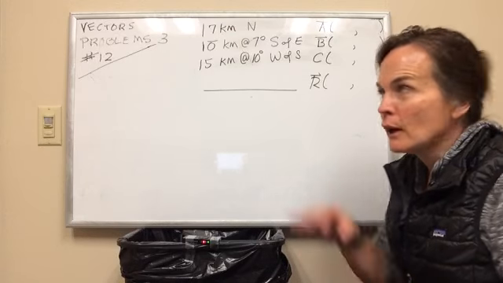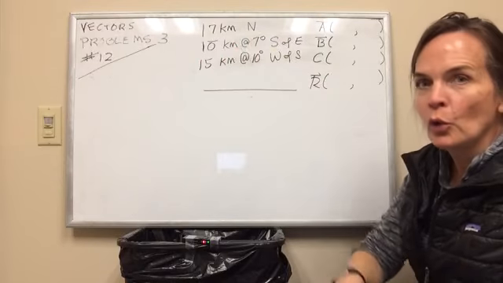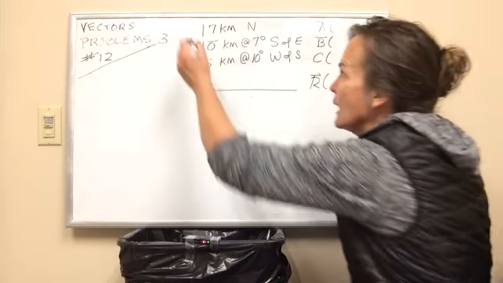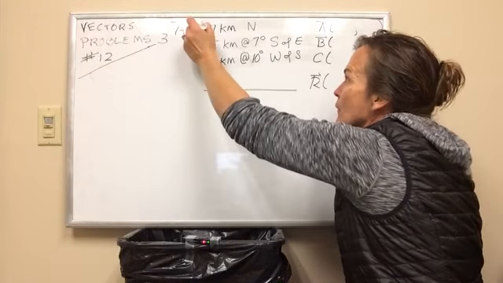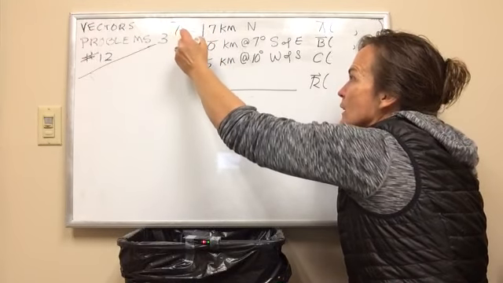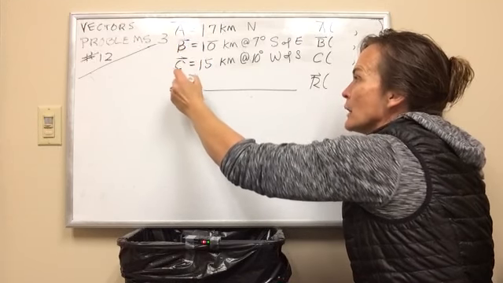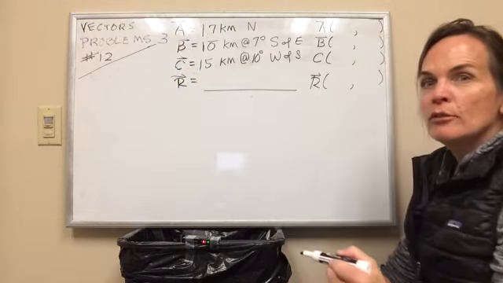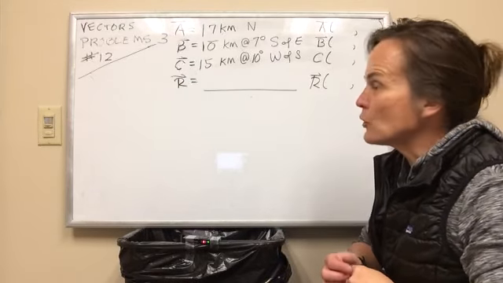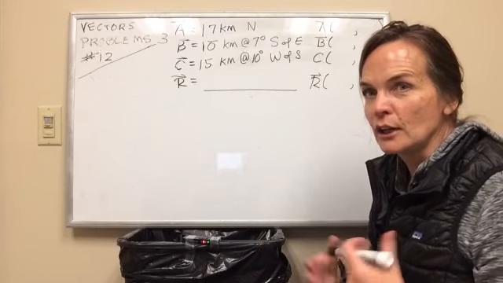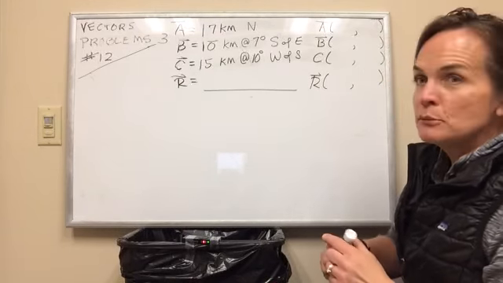This problem says that we want to go 17 kilometers north. We're going to call that vector A. Put a little hat over it and call it vector A. Then the next direction we'll call vector B, and the third one we'll call vector C. And what we're aiming for is, where are we from the starting point? What's our result of taking all these directions, doing all this walking, so to speak. So let's draw a picture.